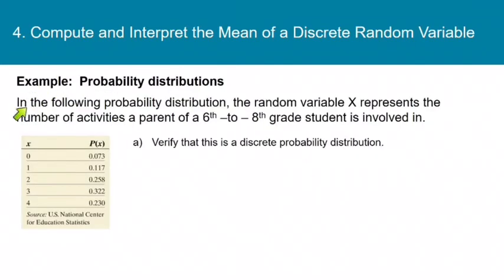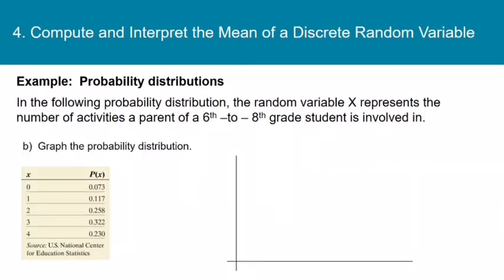Here's another example. This says, in the following probability distribution, the random variable x represents the number of activities a parent of a 6th to 8th grade student is involved in. And they want us to first verify that this is a discrete probability distribution. So in order for this to be a probability distribution, we need each probability to be between 0 and 1, and we do have that. And we also need for the sum of all these probabilities to be 1. And if we add all 5 of these numbers together, we see that the sum is 1. So this is a valid probability distribution.